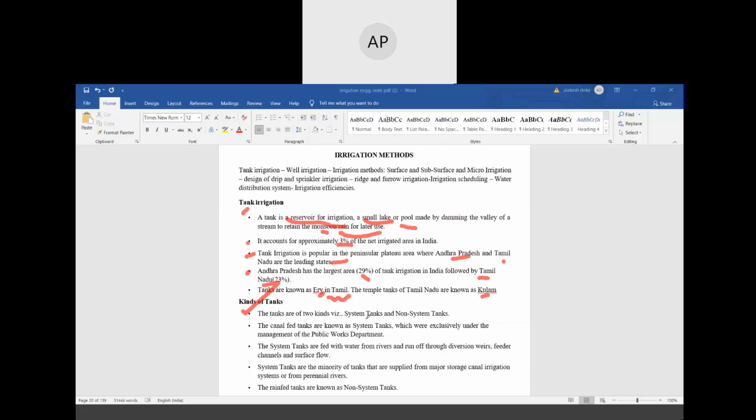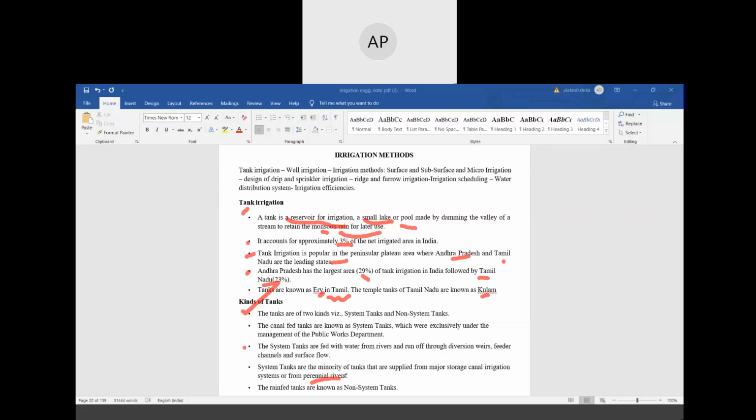The tanks are of two kinds: system tanks and non-system tanks. The canal fed tanks are known as system tanks, which are exclusively under the management of the Public Works Department. The system tanks are fed with water from rivers and run off through diverse ways, feeder channels, and surface flow. System tanks are a minority of tanks that are supplied from major storage, that is, the canal irrigation system or from perennial rivers.